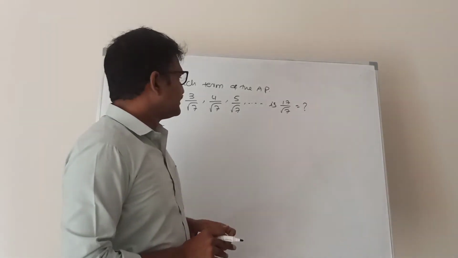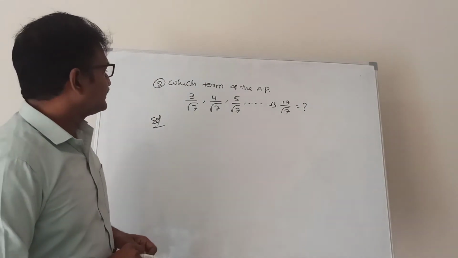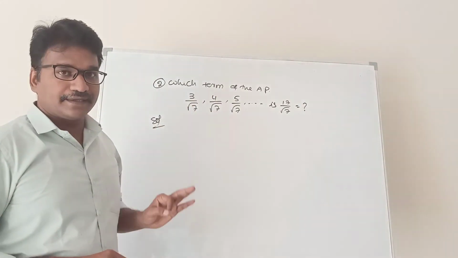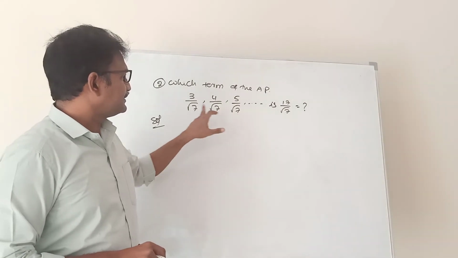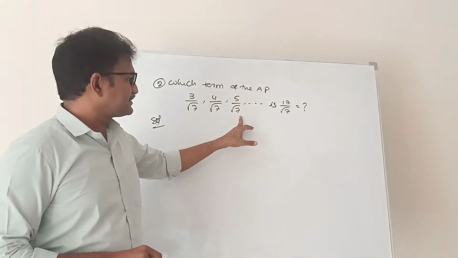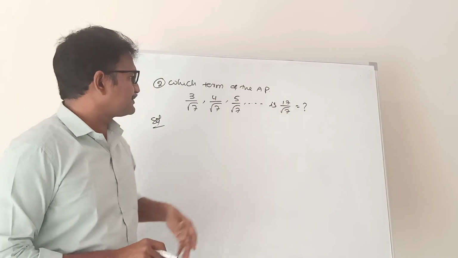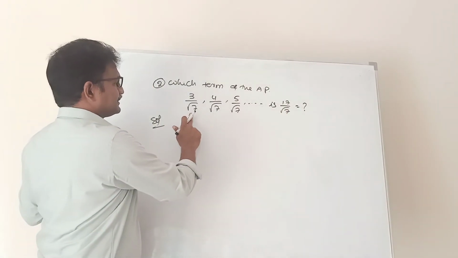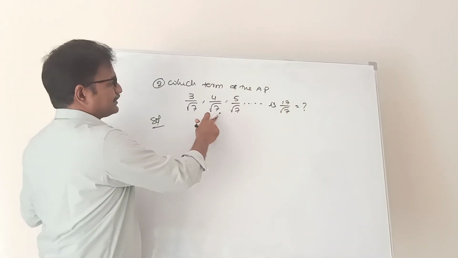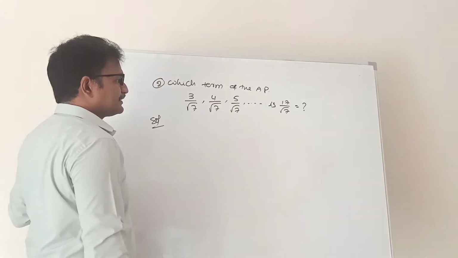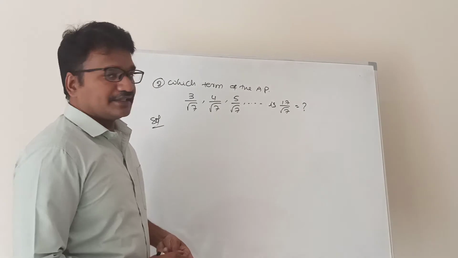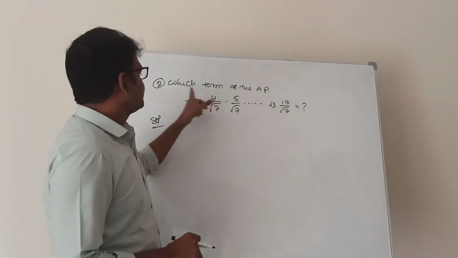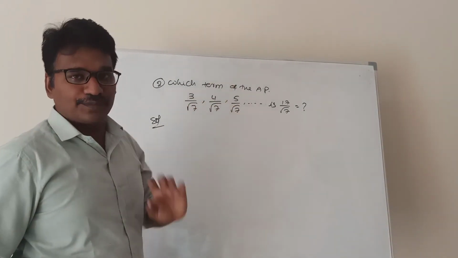Second problem. Which term of the AP 3 by root 7, 4 by root 7, 5 by root 7 is 17 by root 7? In this sequence, the first term is 3 by root 7, the second term is 4 by root 7, the third term is 5 by root 7. Similarly, in this order, 17 by root 7 will come as which term? Term number is how much?